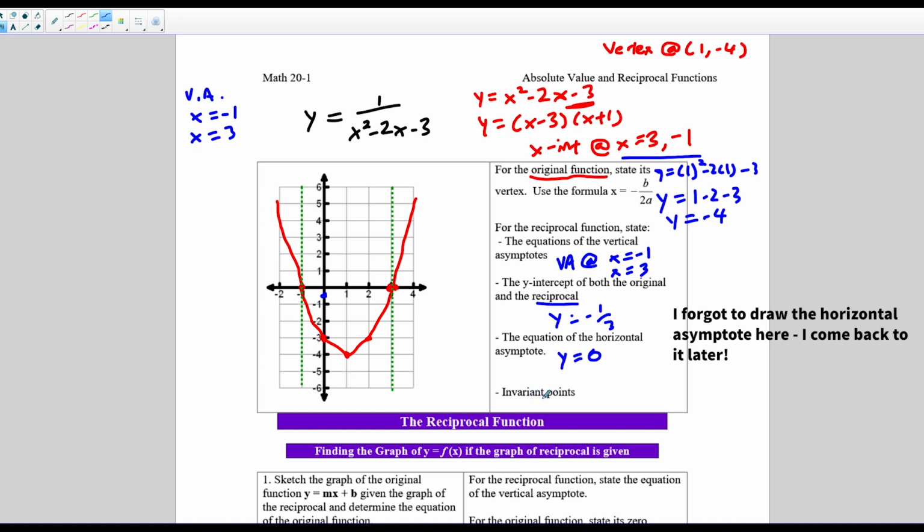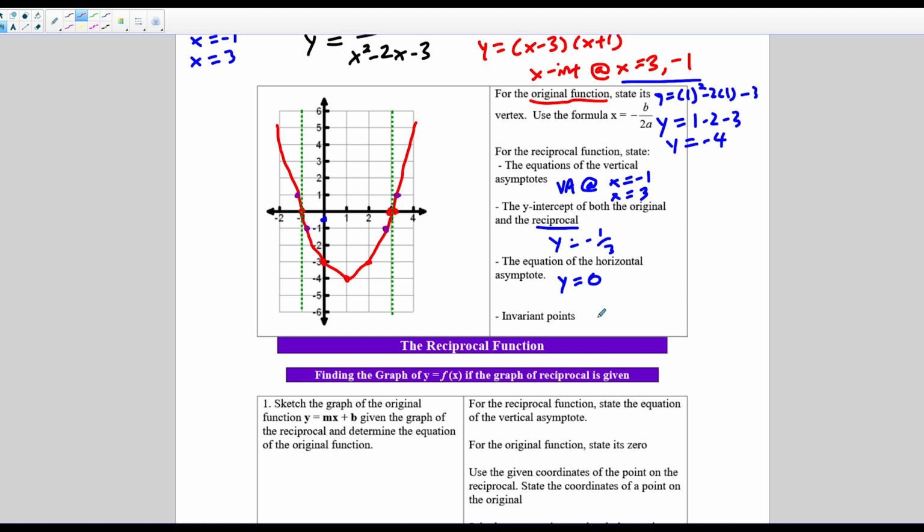And if we're looking at our invariant points, we're going to have one that is situated right here when y is equal to -1. We're going to get a second invariant point right here. We're going to get a third one here at y equals +1. And we'll also get a fourth one right about there.